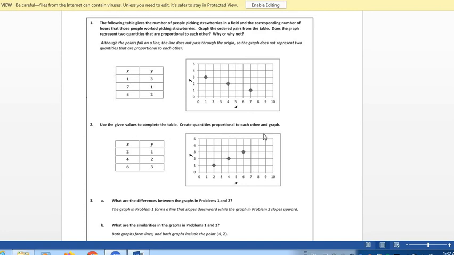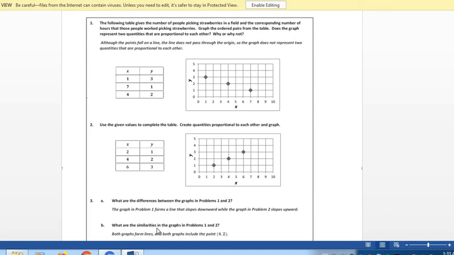Create quantities proportional to each other and graph 2 and 1, 4 and 2, 6 and 3. Here, what are the differences between the graphs in problem 1 and problem 2? Okay, let's see. The graph in problem 1 forms a line that slopes down, goes like this, and here the other one slopes upwards.